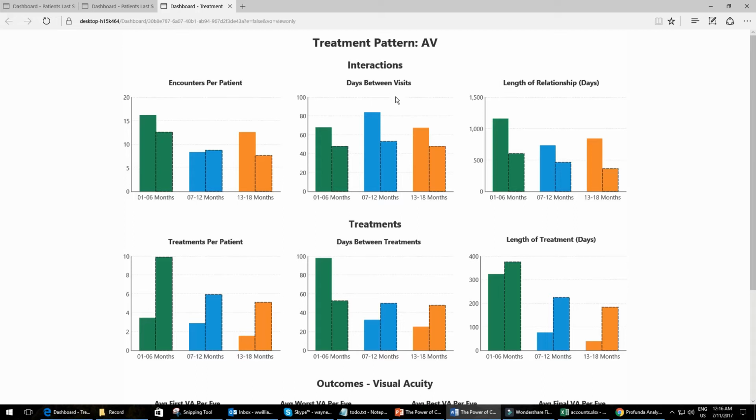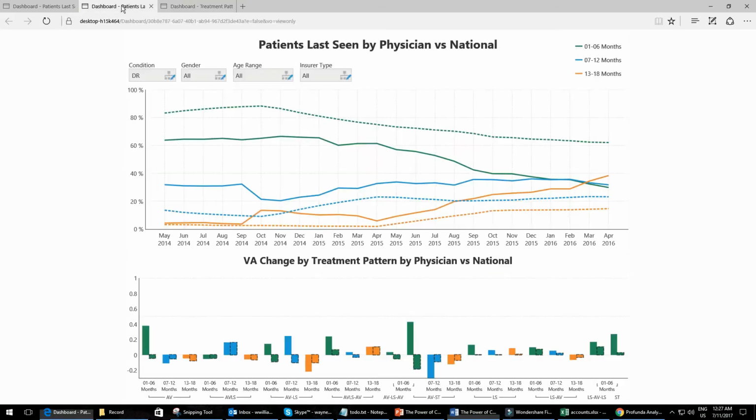Remember how the days between visits comparisons were a muddled picture before? Now that we're looking at pure anti-VEGF patients, we see that our doctor uses a consistently longer visitation cycle than doctors do nationally. Even worse, when we look down here at treatments, we see that the difference in injection cycles is huge, with our doctor injecting once every 100 days or so, while the national average is closer to 50. For those who know anti-VEGF drugs, we know that a 100-day injection cycle is way too long. The drugs won't be effective on that kind of an injection cycle.